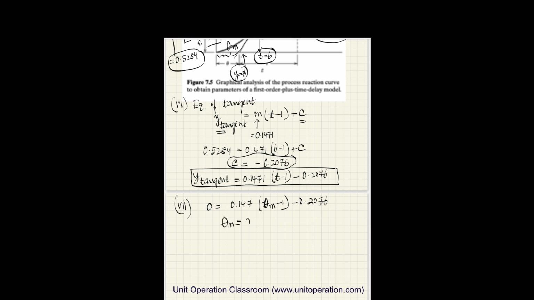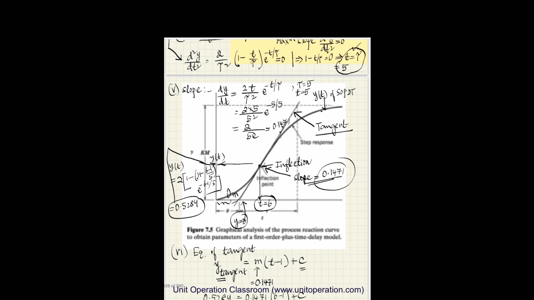So if we look into my FOPDT model, if you remember that, that is K e to the power minus theta m s divided by (tau m s plus 1). Our objective is to find out theta m and tau m. We already found out theta m. Next, we have to find out the value of tau m. Okay, what is the procedure? Now we have the equation of this tangent. Now we extend it and see where it intersects the steady state value, which of course for unit step input is K equal to 2.